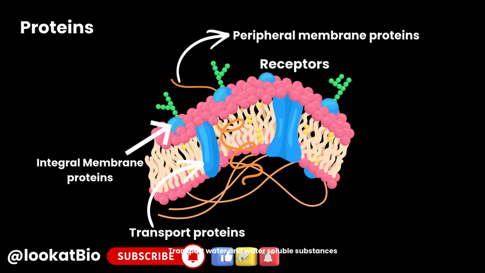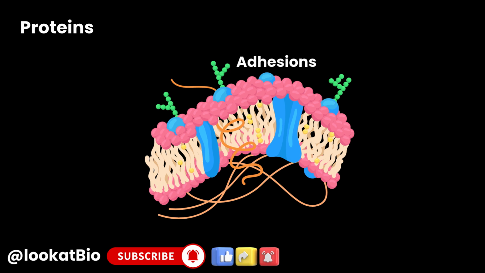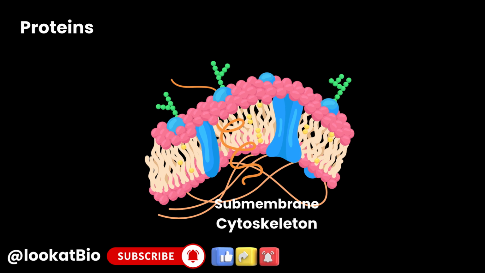Other proteins are in the form of receptors to receive signals. Second are messengers for intracellular signaling. Others are enzymes. Some are adhesion molecules to attach the cell to the intracellular matrix to make cell to cell contact. Some proteins make the cytoskeleton, providing strength and resilience to the membrane, and finally they may be expressed as antigens. So these were proteins.